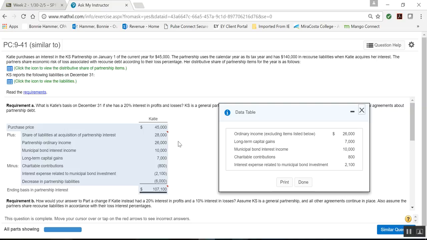Now, does that make sense? Hopefully that makes sense if you are trying to think of this from a balance sheet perspective. That's how to make sense of it. Okay, so she has $45,000 plus she gets a $28,000 share of the liabilities. How did I get that? I multiplied the $140,000 of recourse liabilities times her 20% interest, so that's $28,000.